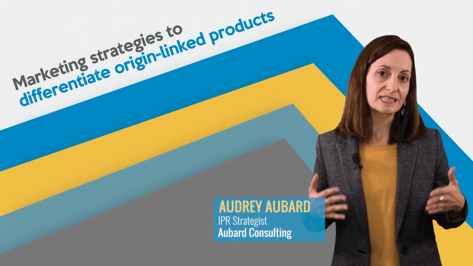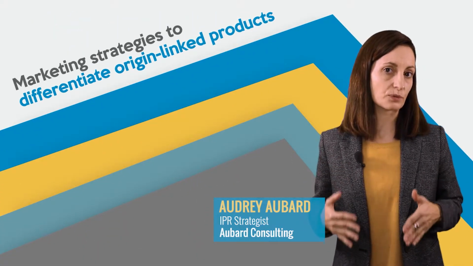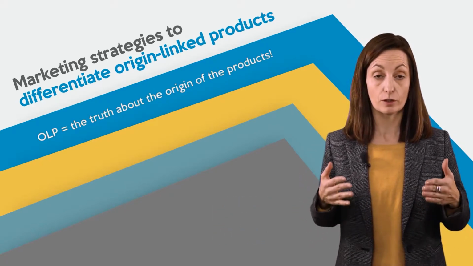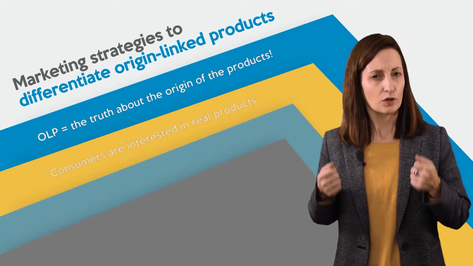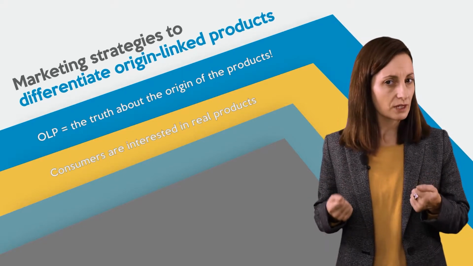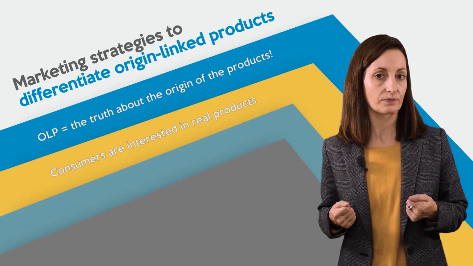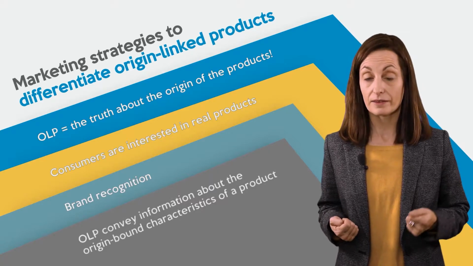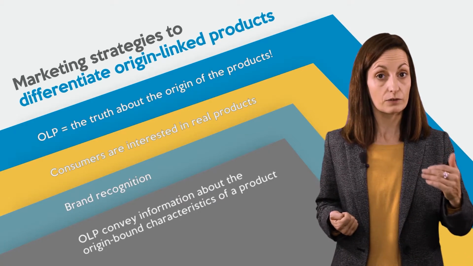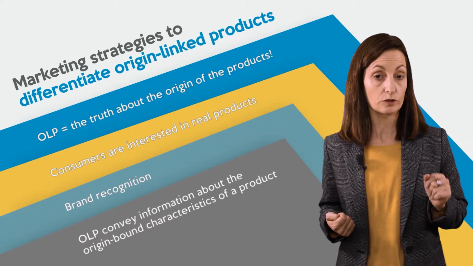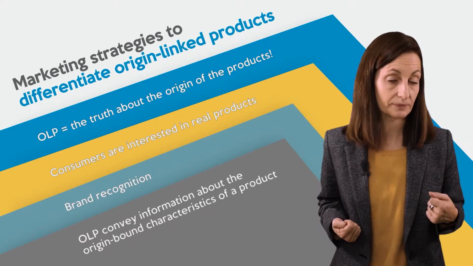What are the marketing assets of origin-linked products? Origin-linked product is the truth about the origin of the products. Consumers are nowadays interested in real products and real information on the product. It is also a brand recognition on the product. And the origin-linked product will convey information about the origin-bound characteristic of the product and also its quality.